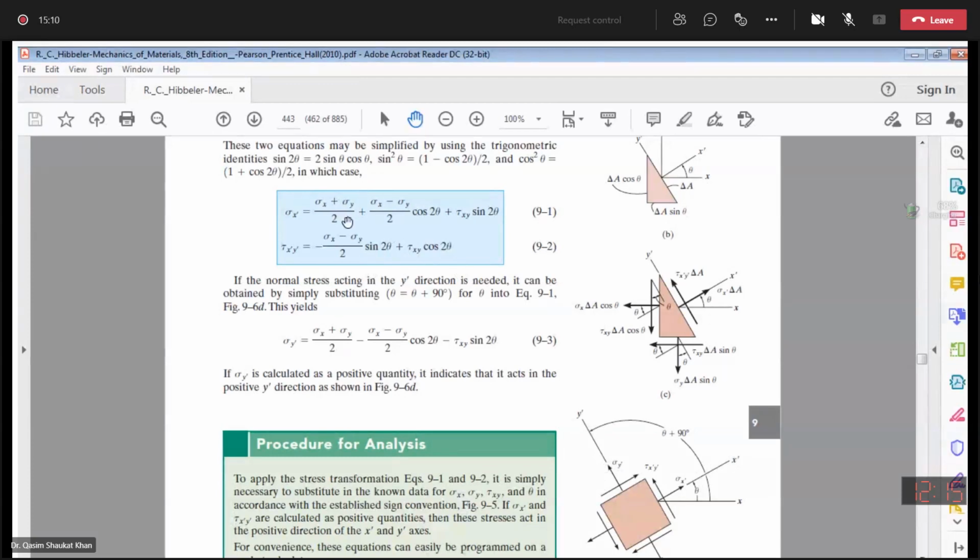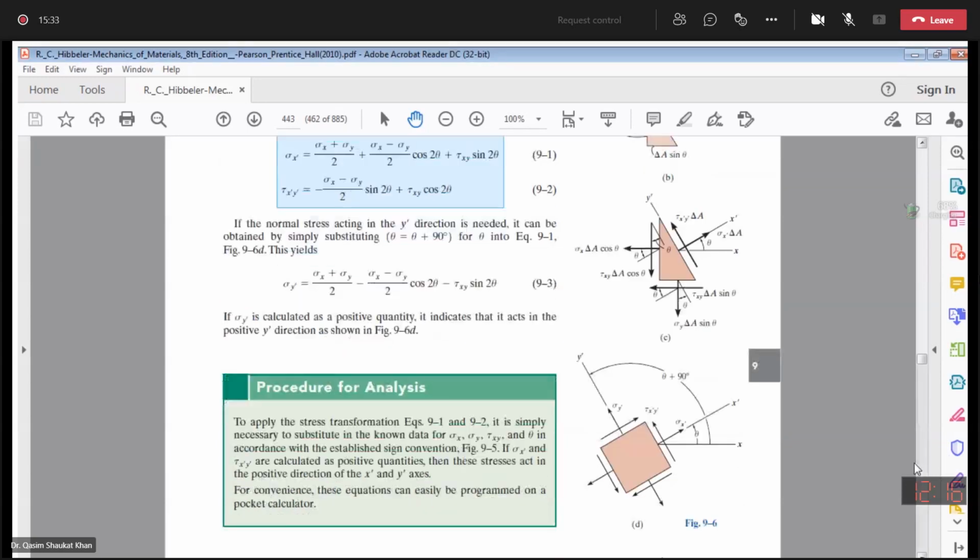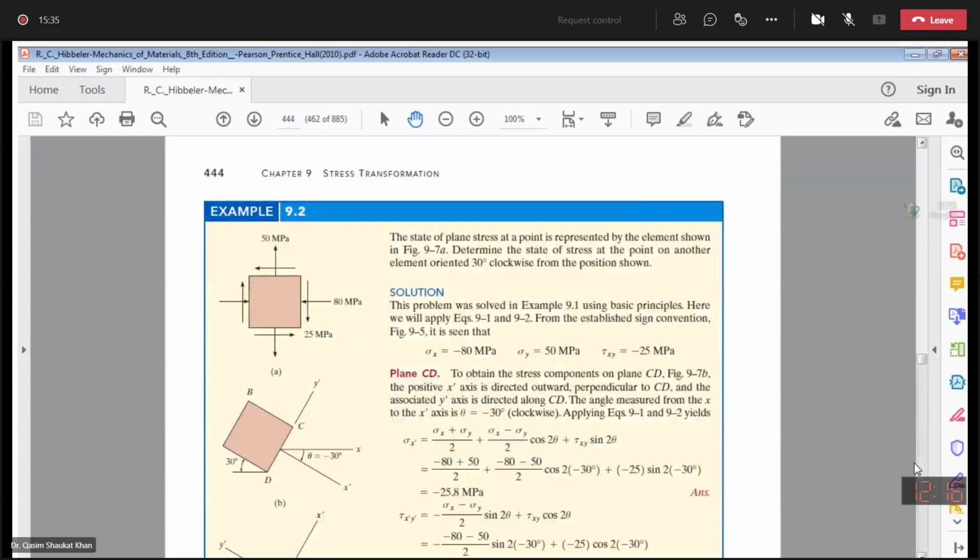Remember one thing, these expressions are functions of the plane stress state conditions, sigma x, sigma y, tau xy, along with this angle theta. So using any value of theta, I can calculate the transformed normal and shear stresses. So let's start with the numerical.